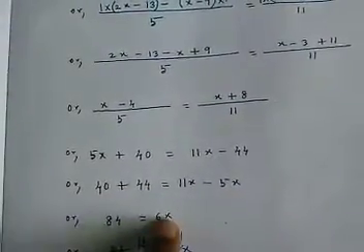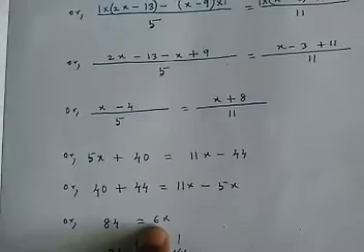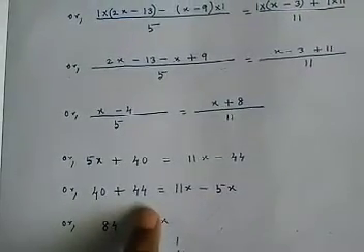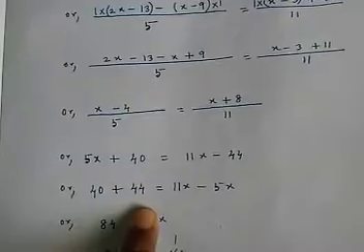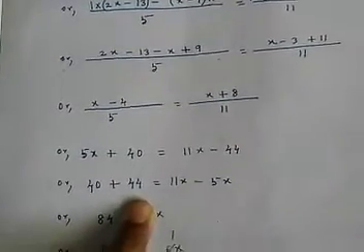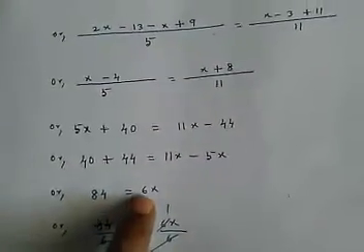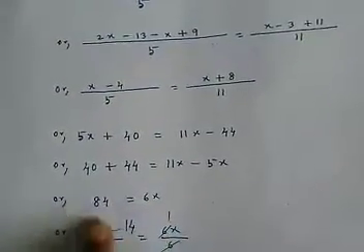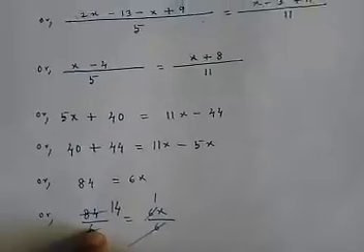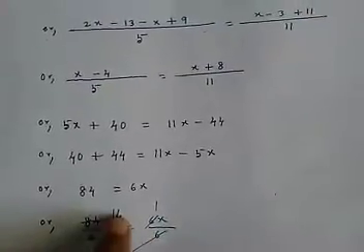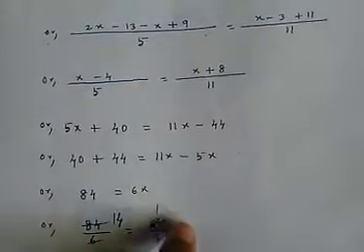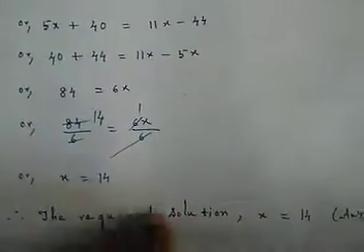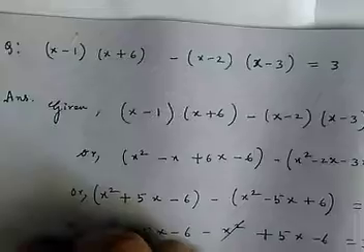Both the sides can be divided by 6. Why? Because 6 is the coefficient in this term. And if I remove this 6, x will be alone, and it will give us the answer. So both the sides will be divided by 6. 84 will be divided by 6 as well, both the sides. So it will give us 14. It will give us only x is equal to 14. So the required solution will be x is equal to 14.